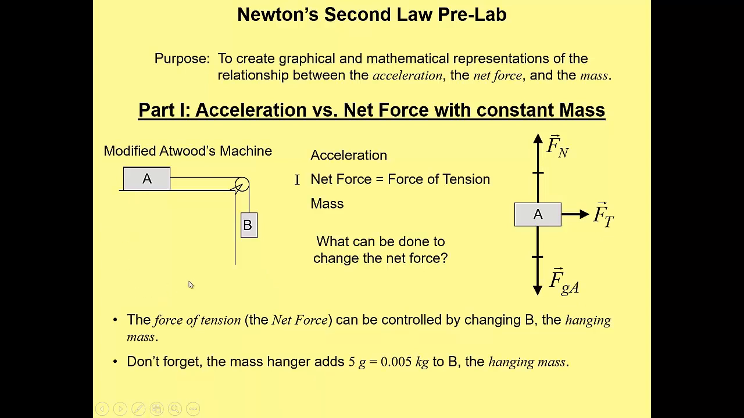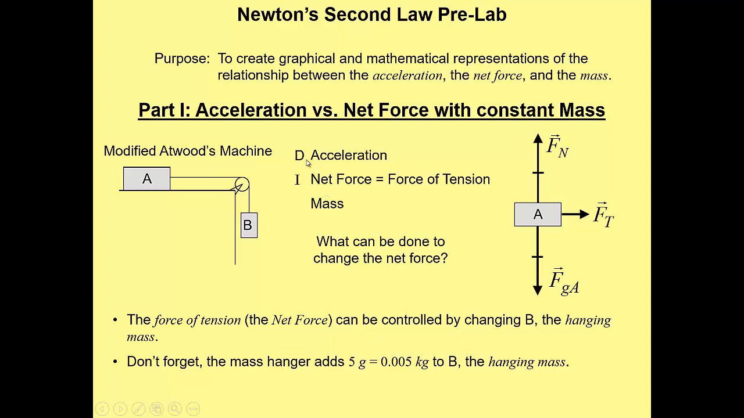Don't forget here, the mass hanger, which these little masses hang on, is itself 5 grams. So if you look on your lab sheet, you'll notice all of the hanging masses you're going to use end in 5, and that's because you've got the mass hanger. For example, if you're supposed to have 45 grams or 0.045 kilograms, you would add 40 grams to the mass hanger, and that'll make 45. So don't forget the mass hanger or you're throwing things off.